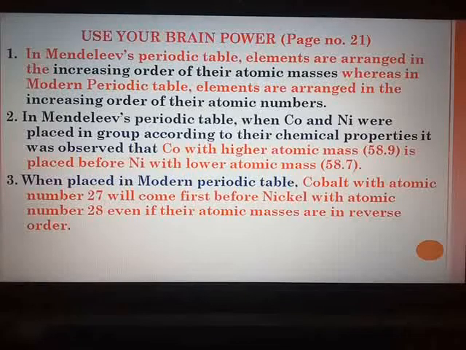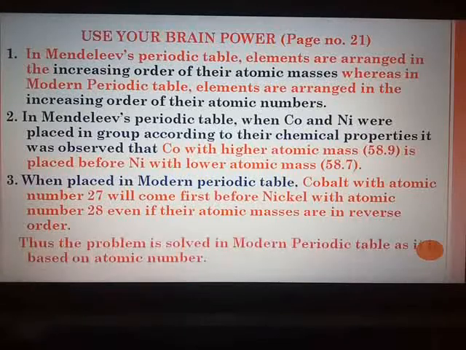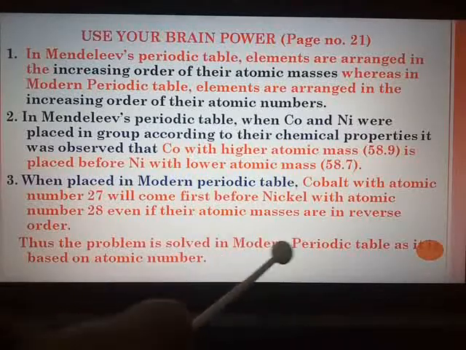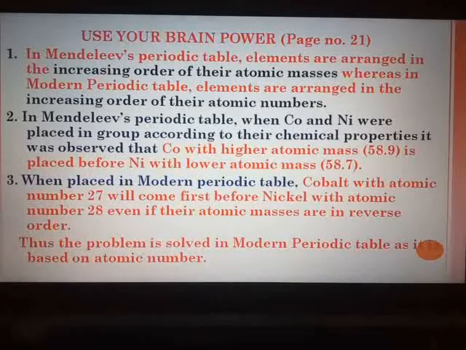Even if the atomic mass of cobalt is higher than nickel, cobalt has atomic number 27, which is lower than nickel, and hence cobalt will come first and then nickel. So this problem in Mendeleev's periodic table was automatically solved in the modern periodic table because its concept is that elements are arranged in increasing order of atomic numbers, and each and every element has its own unique atomic number. Thus, the problem is solved in the modern periodic table as it is based on atomic number.